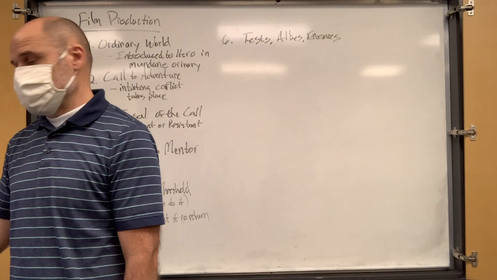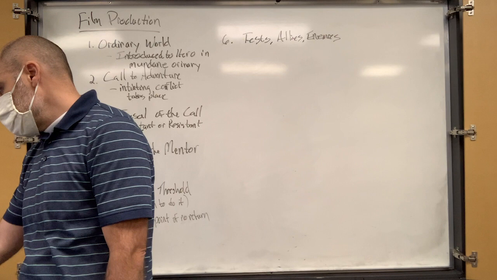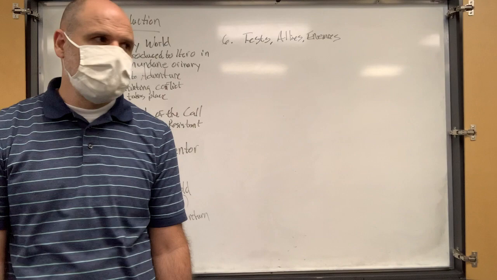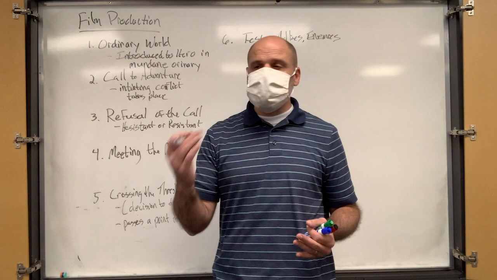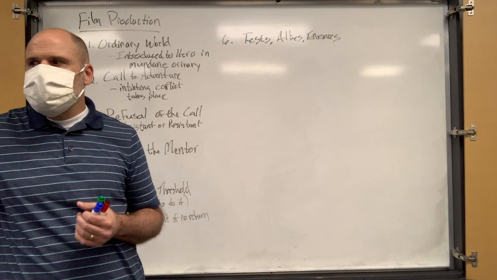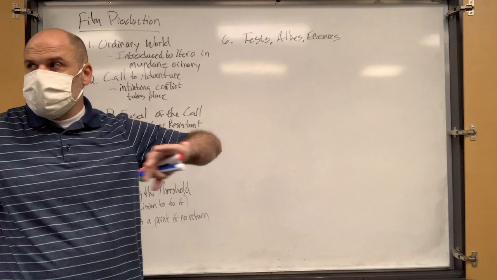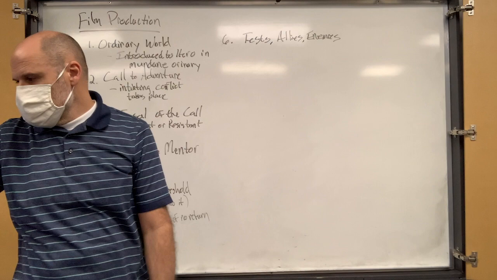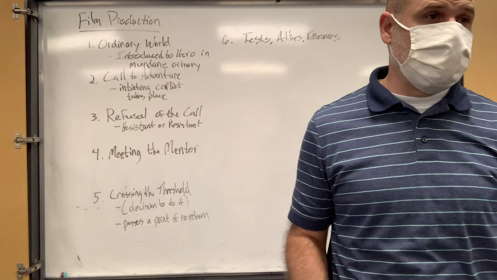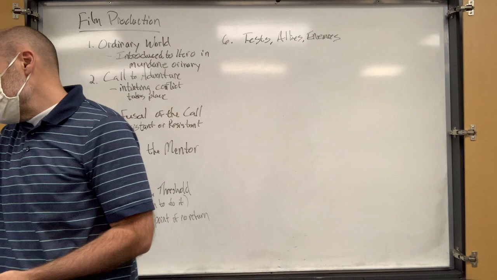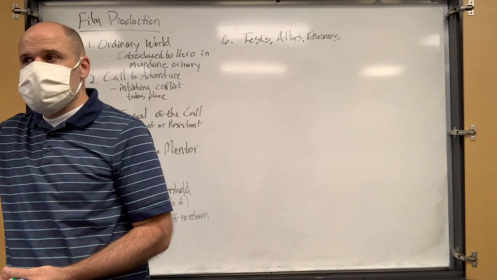Okay. All right, so stage six is tests, allies, enemies. The hero faces a trial in the special world, making friends and enemies along the way. So in The Hobbit, there's lots of things, like he gets to the big cave trolls, right? And then he keeps babbling while Gandalf is there, and then the trolls keep talking until it turns into morning. And so he's not really well liked up until that point. He's kind of annoying to people. But he starts to develop allies, develop relationships with people around him, okay? And enemies. He starts to become a threat.